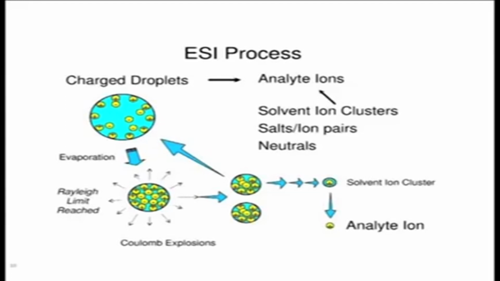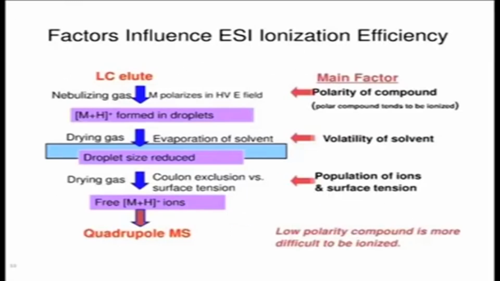This is the process which I already explained, how a compound gets ionized and enters the mass spectrometer. The factors influencing ESI ionization efficiency are mentioned here. Here we are using the LC eluate, and the nebulizing gas is polarized by the high voltage. It forms molecular weight plus 1, that is protonation or deprotonation. Protonation means addition of an H+ ion, deprotonation means removal of an H+ ion. Therefore, if protonation occurs, you get molecular weight plus 1. For example, if the molecular weight is 390, the spectrum shows 391. In negative mode, you get 389. That is due to the protonation and deprotonation of your molecule.